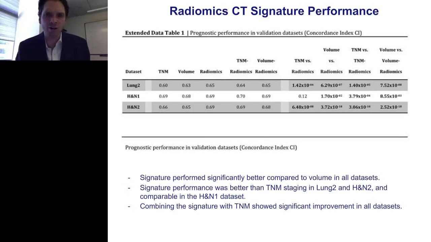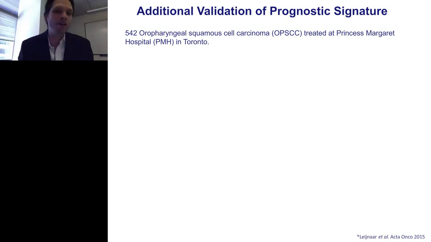But also, we found that the combination of volume, this radiomic signature, with TNM staging always showed a significant improvement in all data sets. So you could really show that, and TNM staging, of course, is the most important one. So we can really demonstrate here that there's more we can capture in this radiomic phenotype data that was complementary to the standard clinical parameters.